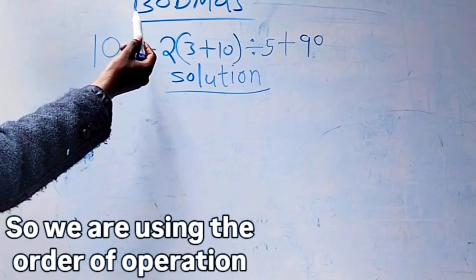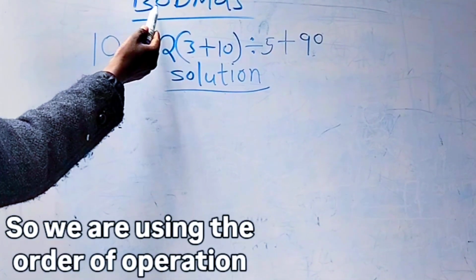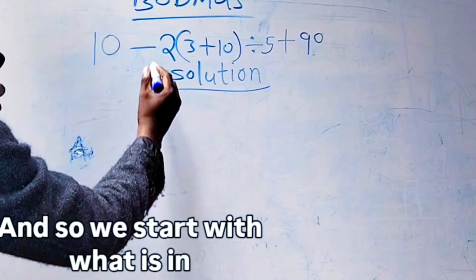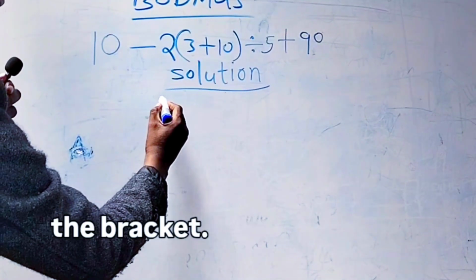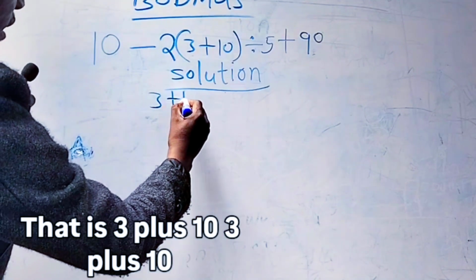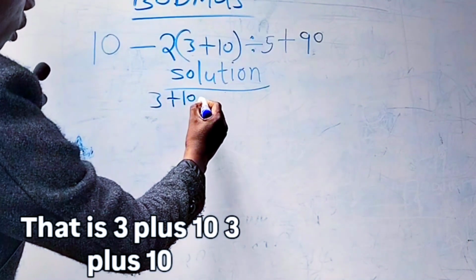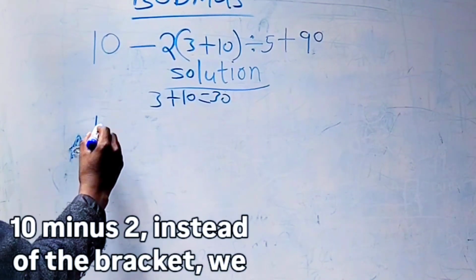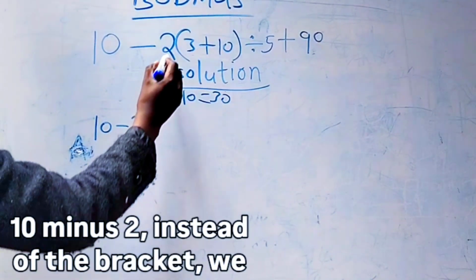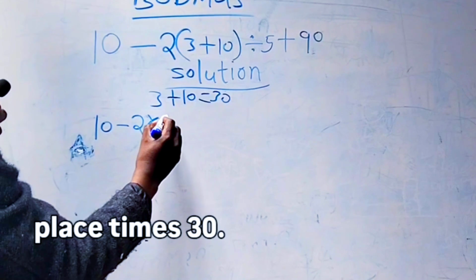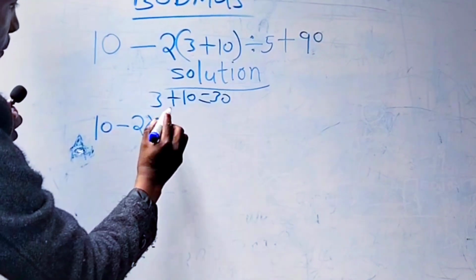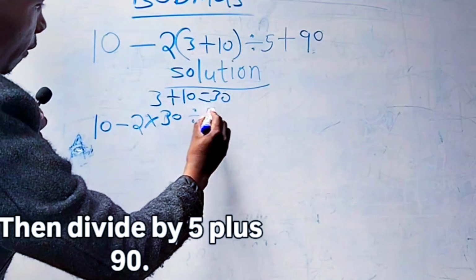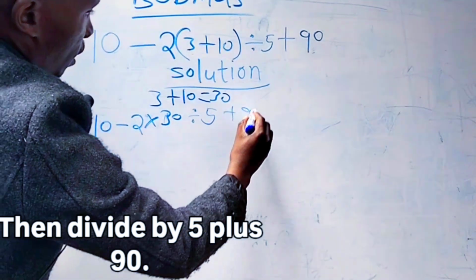So we are using the order of operation strategy called BODMAS, and so we start with what is in the bracket. That is 3 plus 10. 3 plus 10 is what? 13. We rearrange 10 minus 2 times 13, then divided by 5 plus 90.